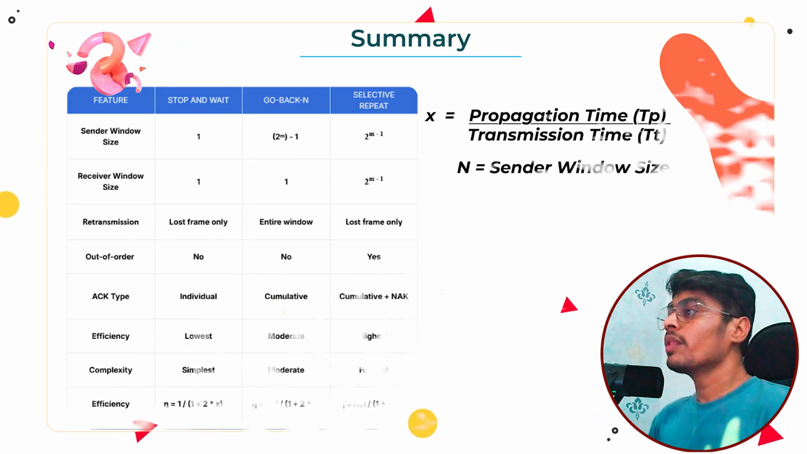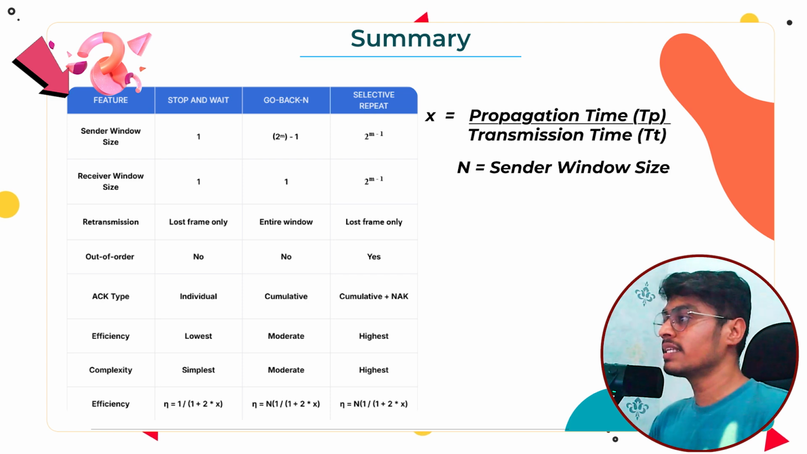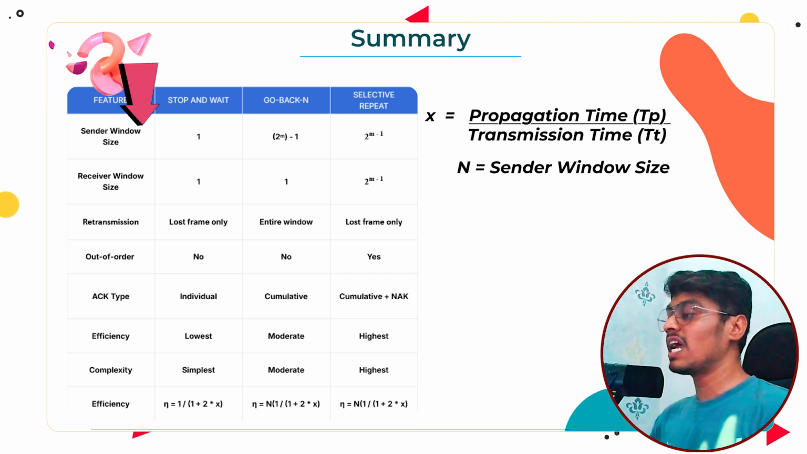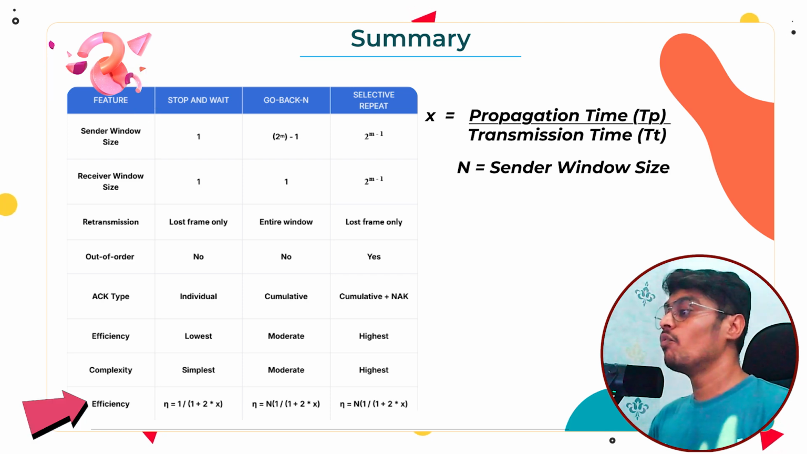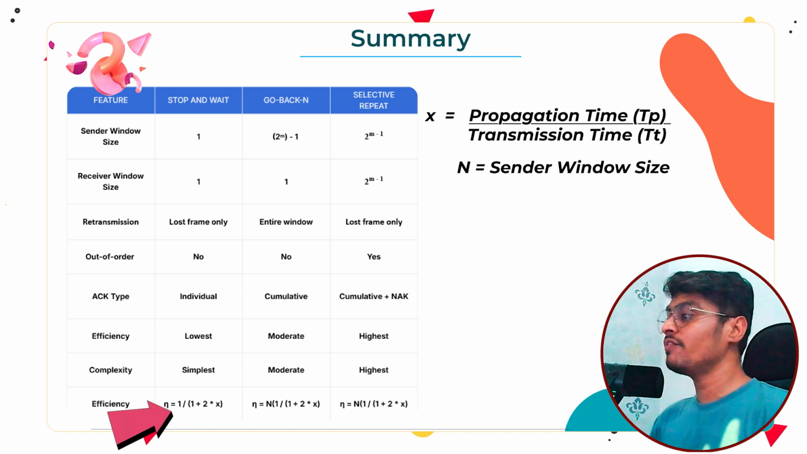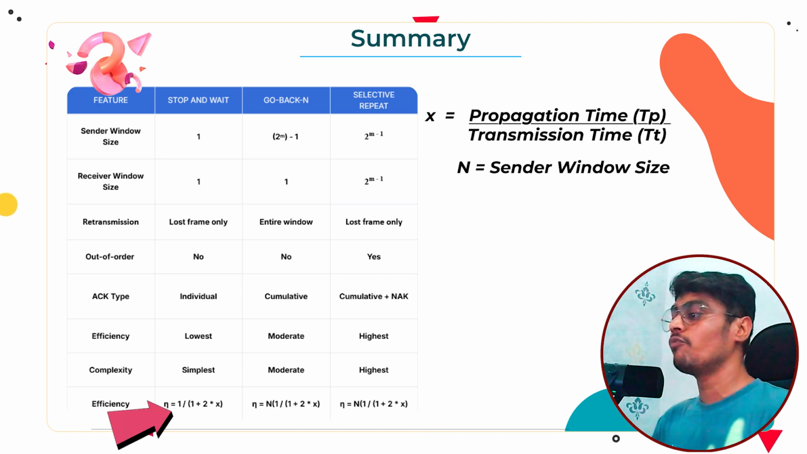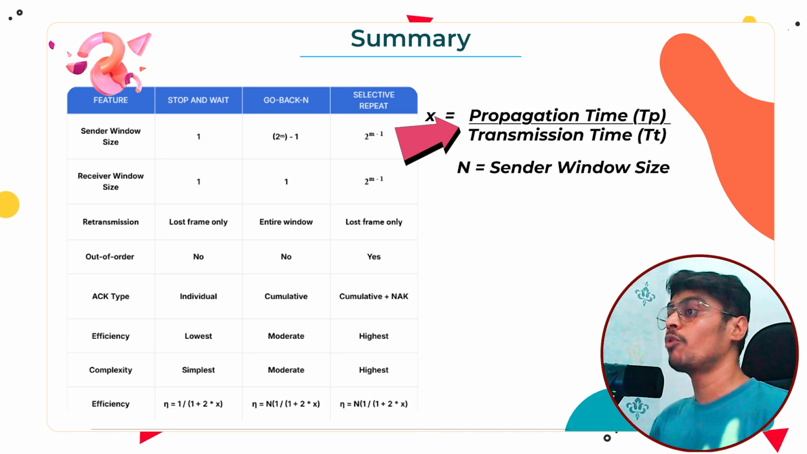Okay, now you can see a table on the screen. It contains all the features I have explained earlier in the video. But what is the formula of efficiency in all these protocols? In Stop and Wait, efficiency equals 1 upon 1 plus 2x. Now what is x here? Propagation time upon transmission time. These times I have explained in our previous videos.